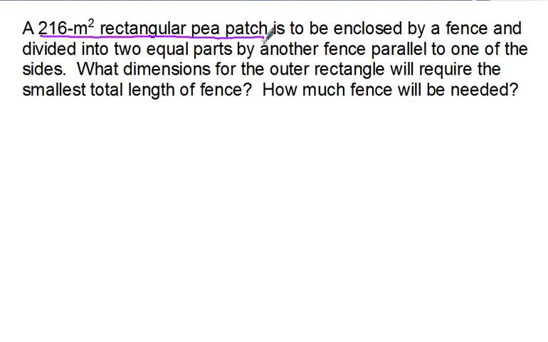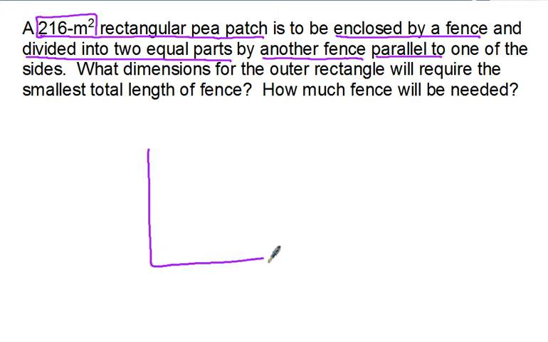So we're dealing with a p-patch here that's got area 216 square meters, which is then going to be enclosed by a fence. And we then want to divide the p-patch into 2 equal parts, and some other fence is going to do the dividing, which will run parallel to one of the sides. Let me just try to make sense of what I'm reading so far before I continue reading this problem.